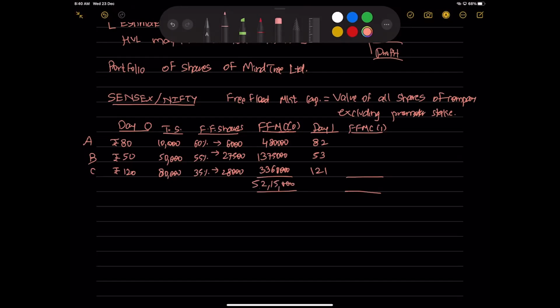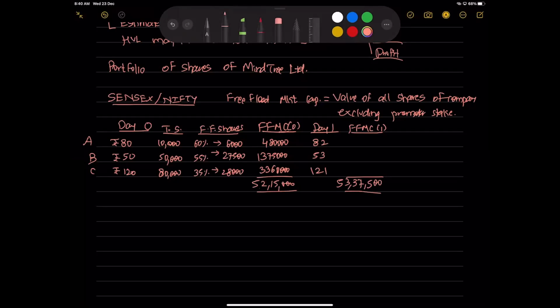So what was the free float market cap on day 1? 53,37,500. Yes, 53,37,500.